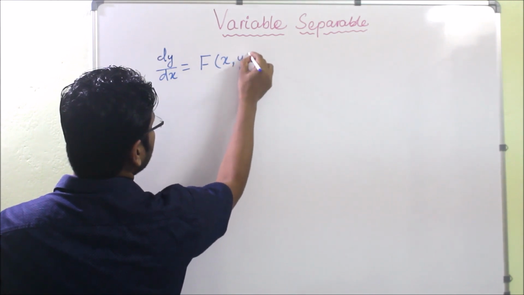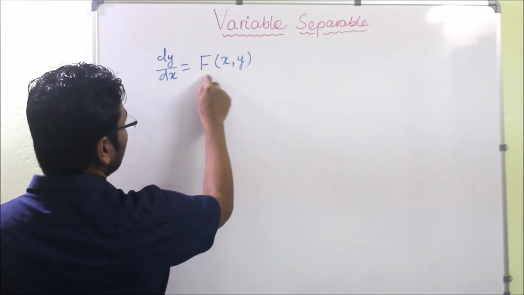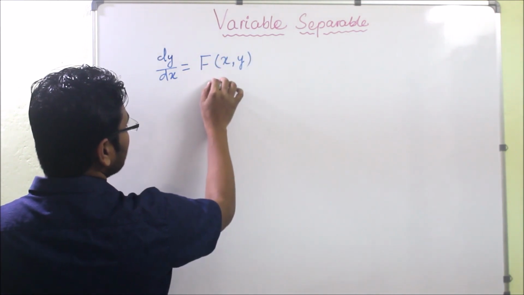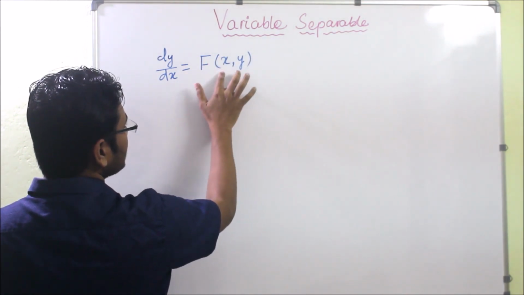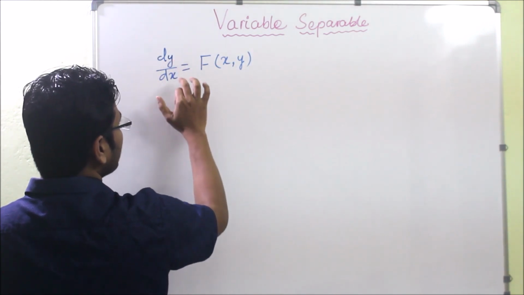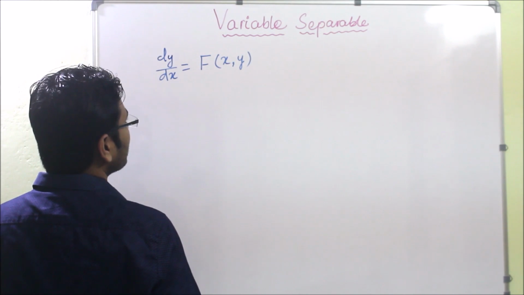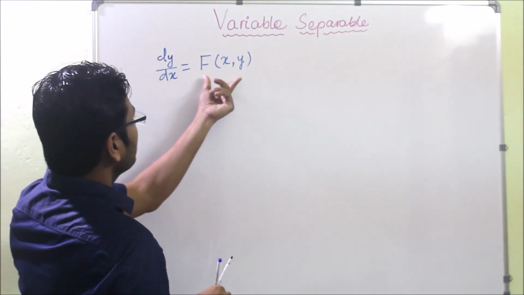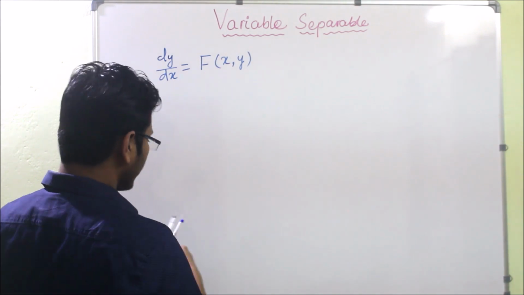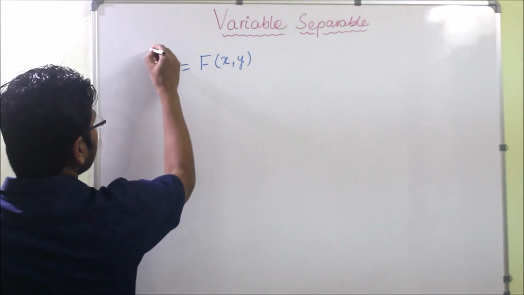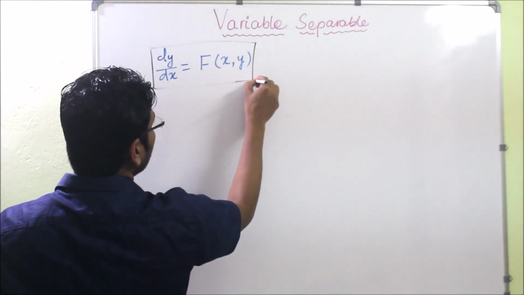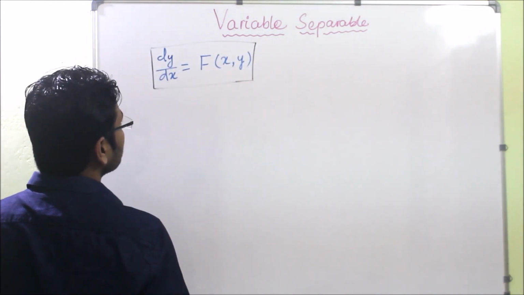of x y. Now what is this function? This function is nothing but a function of these two variables, where y is the dependent variable and x is the independent variable. Now what to do? We have to split f of xy in such a way that we can convert this to the following form. So that we have to see.